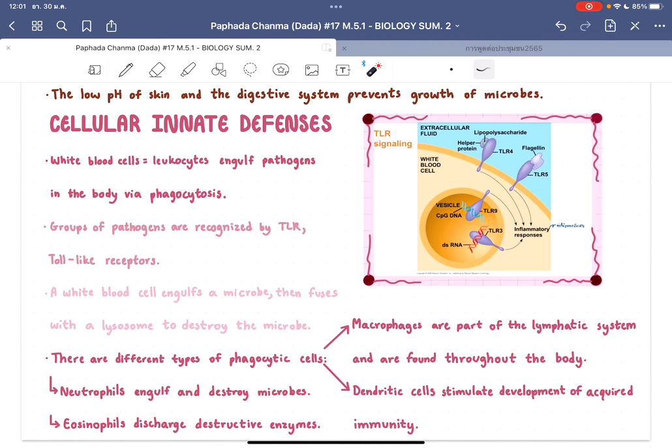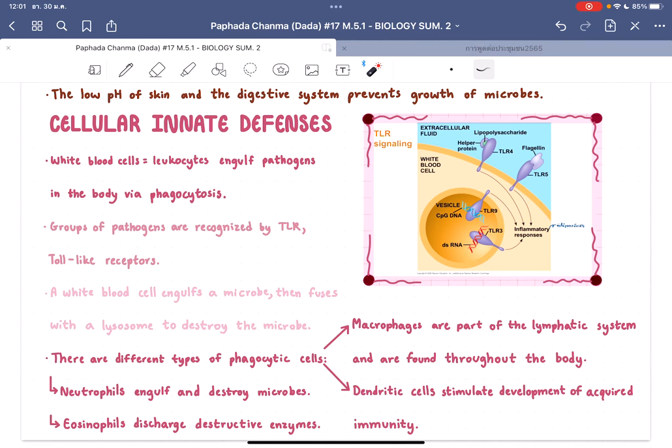Cellular innate defenses. White blood cells, or leukocytes, engulf pathogens in the body via phagocytosis. Groups of pathogens are recognized by TLRs, or toll-like receptors. A white blood cell engulfs a microbe, then fuses with a lysosome to destroy the microbe.